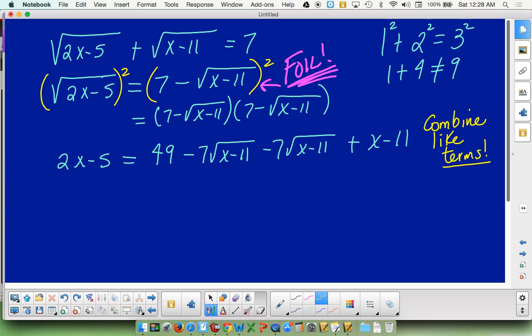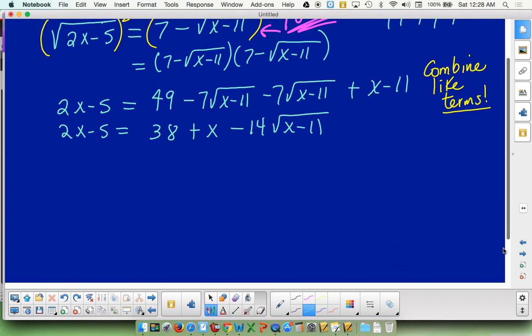So what can I combine here? 49 minus 11 would be 38. I'm going to put the x up front here too, and then I would have a minus 14 times the square root of x minus 11. Now, I'll admit I stole this problem from the college algebra book, and we're about to have some really whopping horrible numbers, but that's unfortunately the type of problems they dealt you. So we're going to have to contend with it.